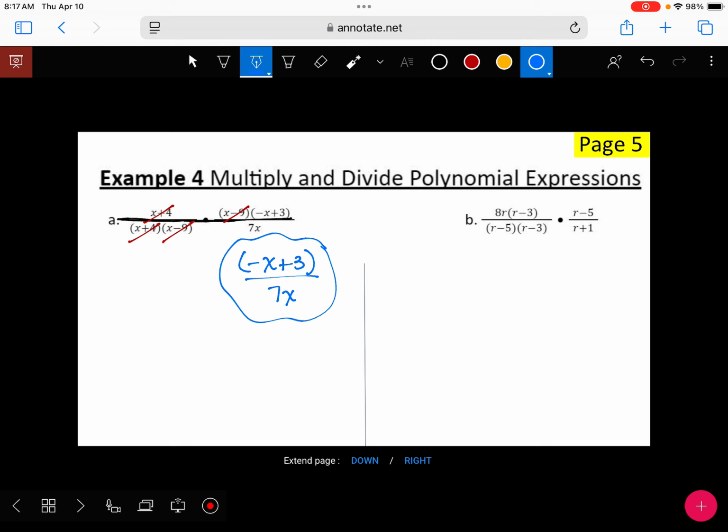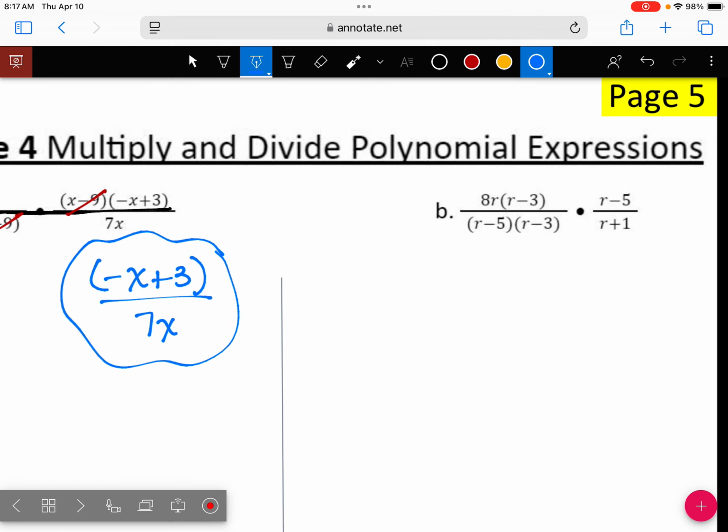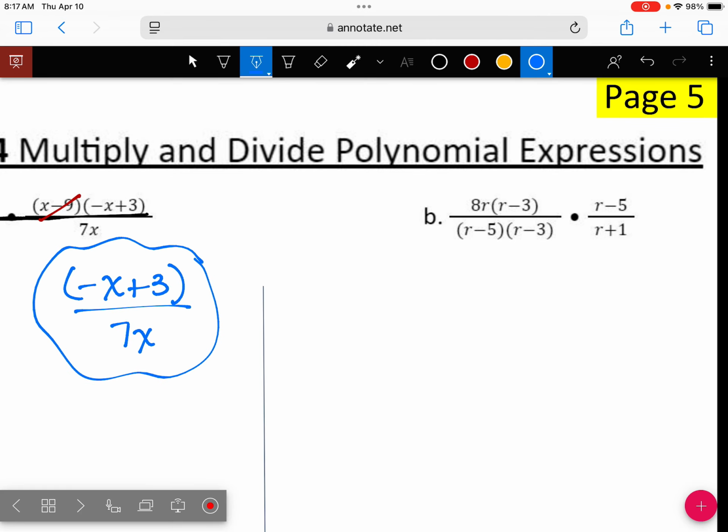All right, let's look at question B. Question B is also multiplication, so we can just extend that across. And if I look, this is already factored. There is nothing I can factor out. So it's already fully factored. So we can go straight into canceling.